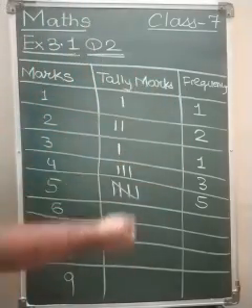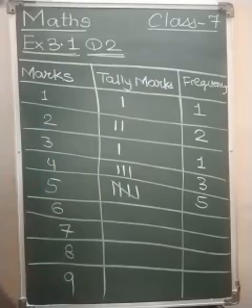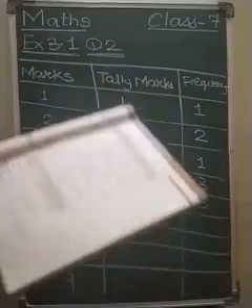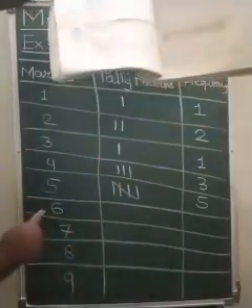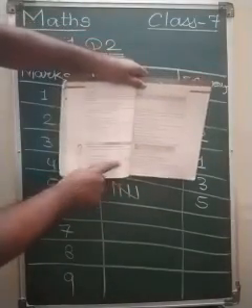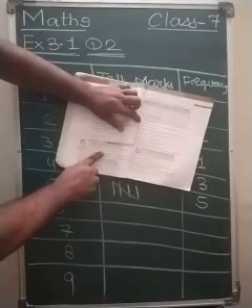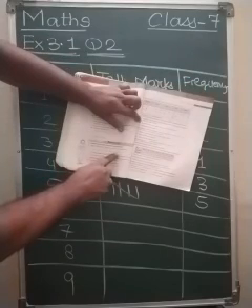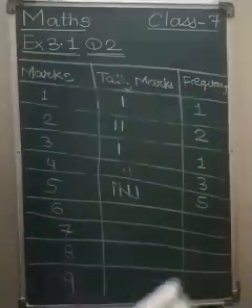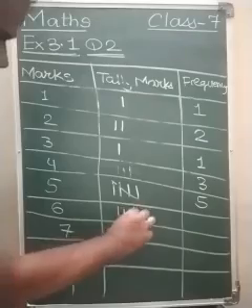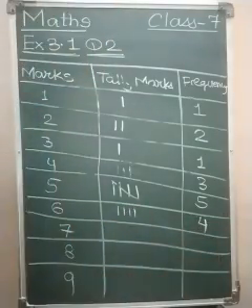What I am writing here, the marks are given in the textbook, and from the textbook I am counting here. Let me show you. Now we are going to see 6 marks. Okay, so 6 marks, how many students have scored? Let us see. 1, 2, 3, 4. 4 students have scored 6 marks. Okay, so 1, 2, 3, 4. So here we give 4.